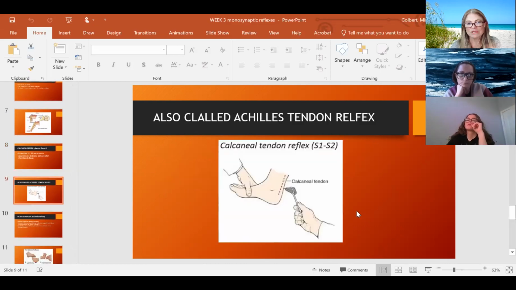So this is how we do a typical calcaneal reflex, hitting the calcaneal tendon right there to look for that.